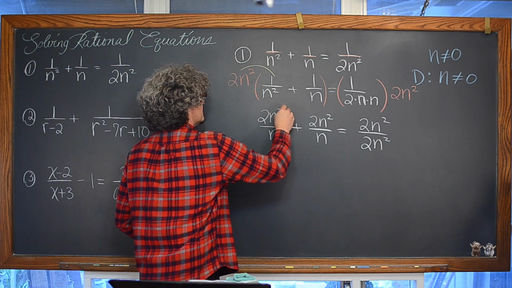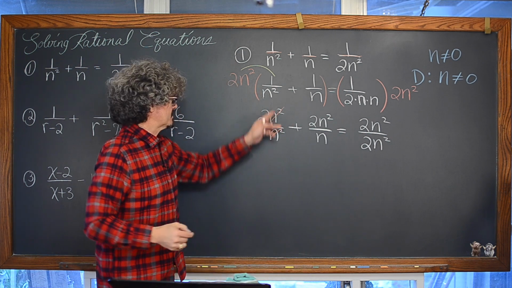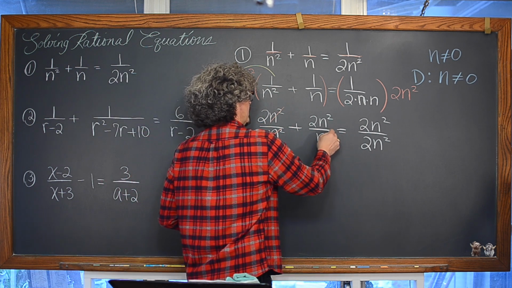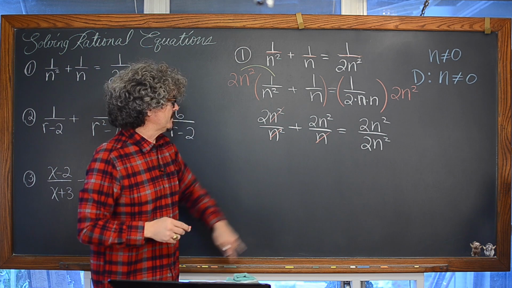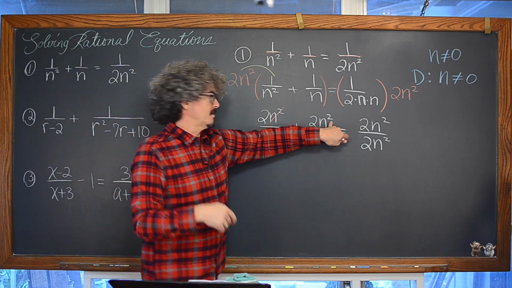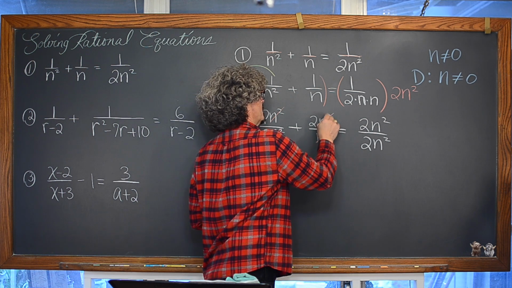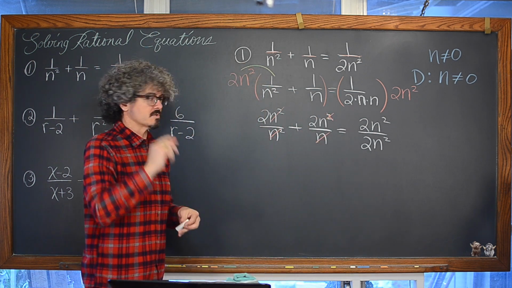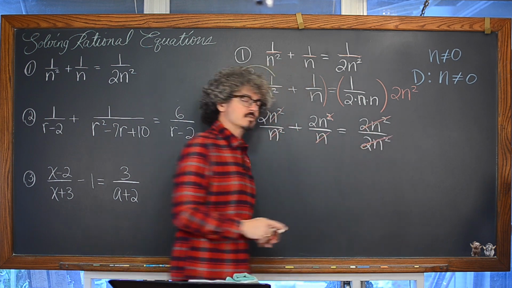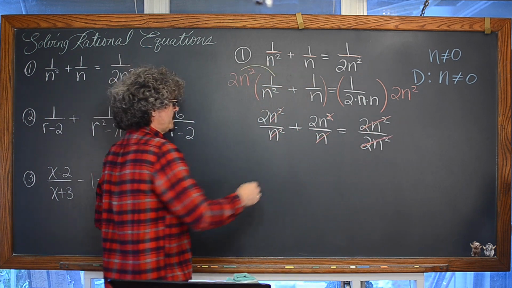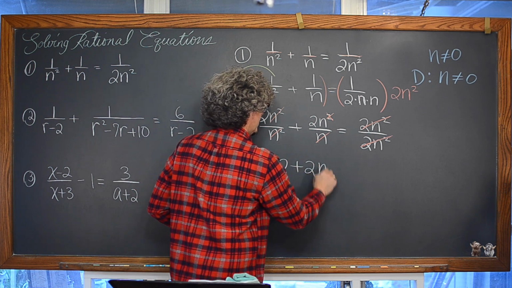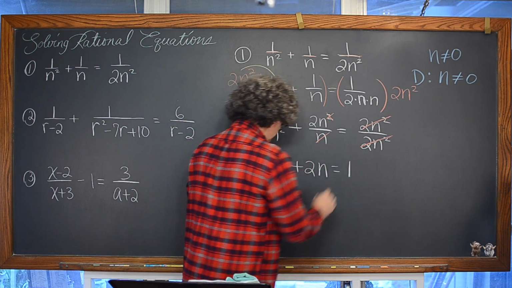Well, any factor divided by itself is equal to 1. So n squared divided by n squared is 1, leaving us a factor of 2. We have one factor of n in this denominator. We have two factors of n in the numerator, that n times n. So that 1n is going to cancel out with one of those two, leaving us with just 1 in the numerator. And on the right-hand side, 2n squared divided by 2n squared is equal to 1. So what we really have here is 2 plus 2n is equal to 1.